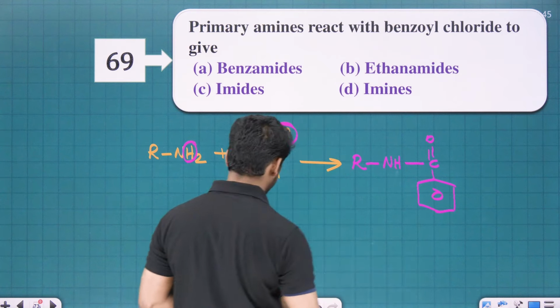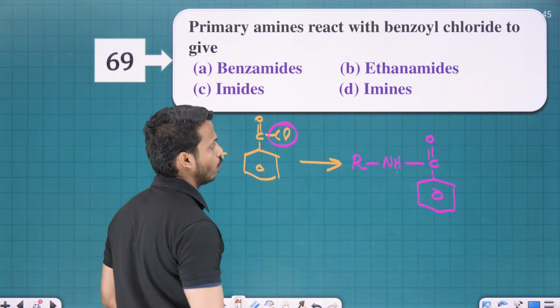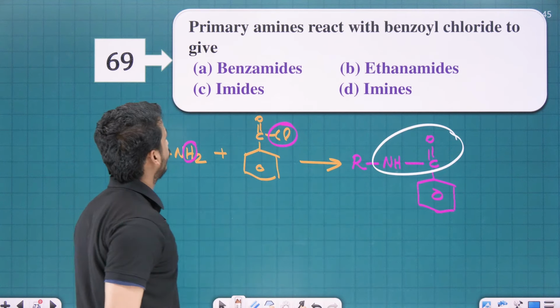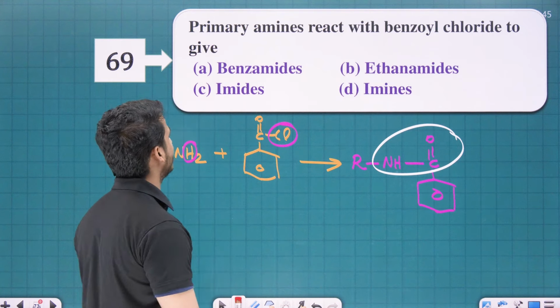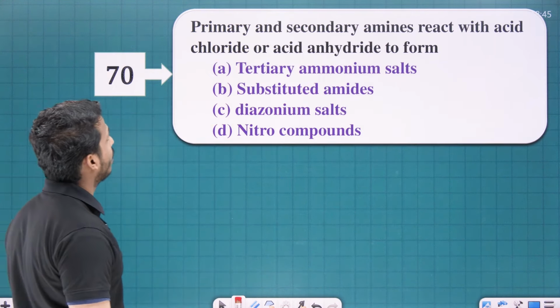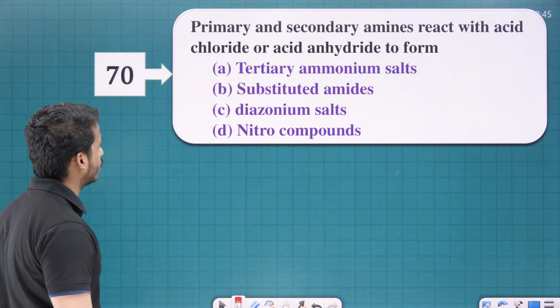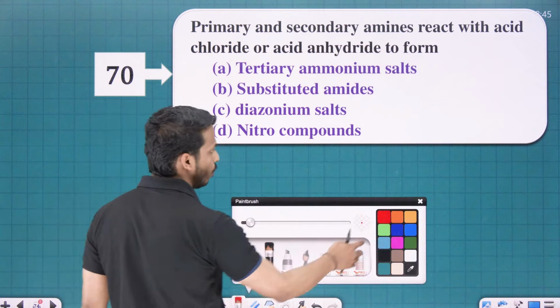You're getting R, NH, CO, benzene ring. What is this? Amide. You get amide. Which amide? Benzene with amide, what we call benzamide, right? Benzamides. Next one. Primary and secondary amine react with acid chloride or acid anhydride to form what?